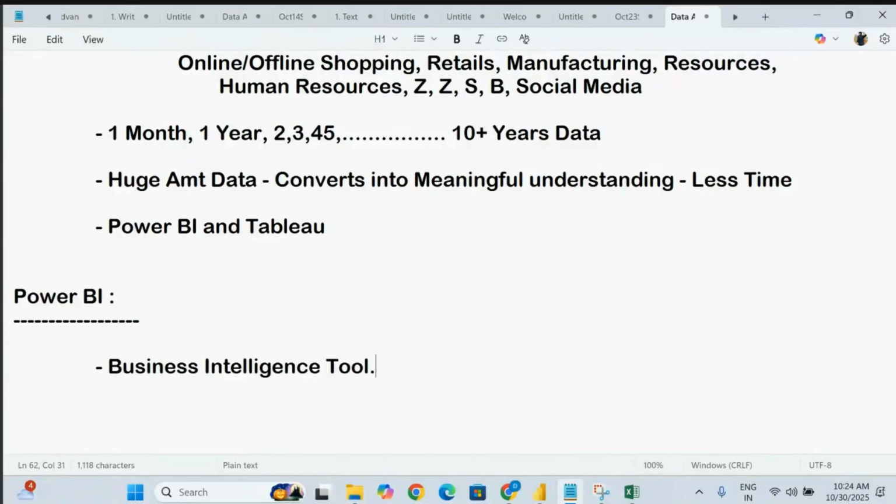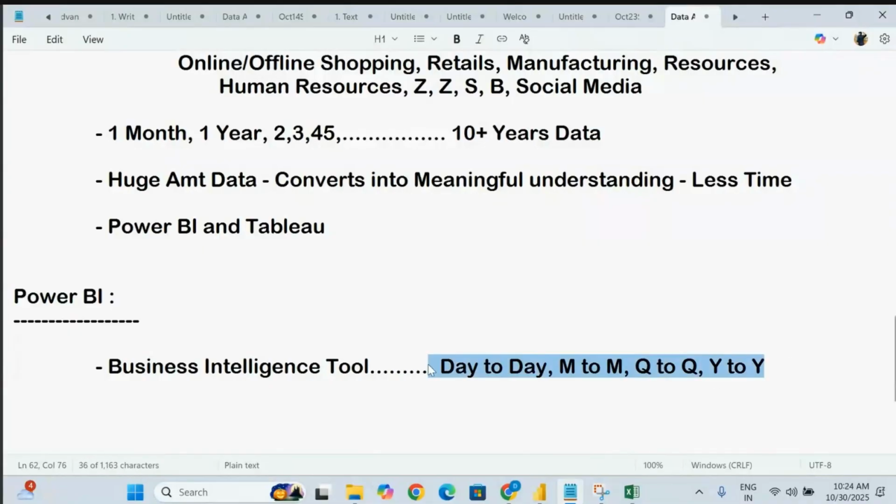So why do we call it a business intelligence tool? Observe here. Whenever your business makes turnover, day by day, month to month, quarter to quarter, or year to year, whatever the amount of your days, based on your day to day business, your Power BI is going to intellectually understand your business.